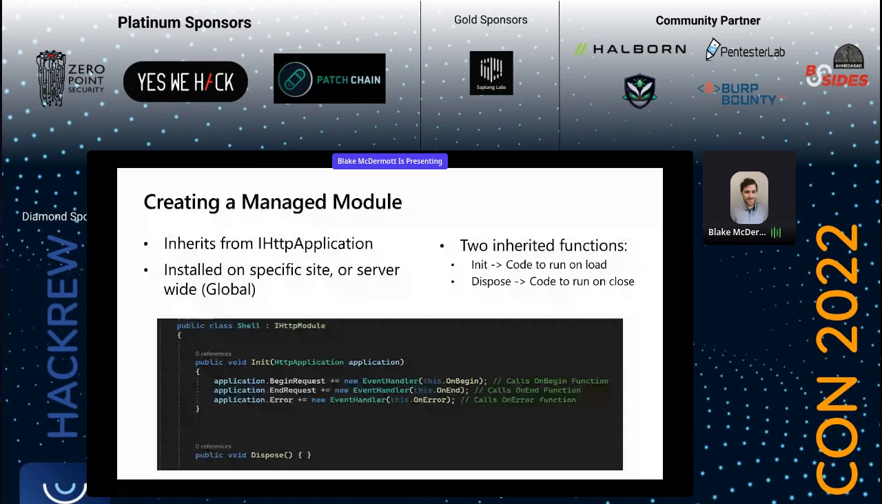Most common way to install modules is through the GUI. Again, this can be done at a per site or at a global level. At point 1, we can add a new managed module. Point 2, we can assign it any name that we want. And then at point 3, we can pick which class we want to use. And these classes are the ones that inherit that IHttpModule.